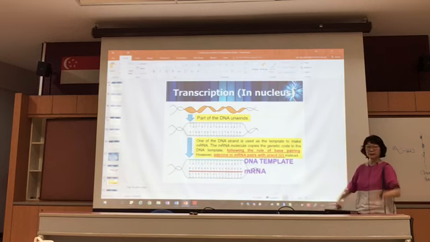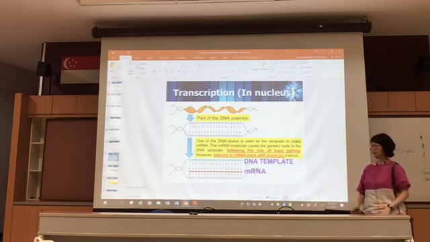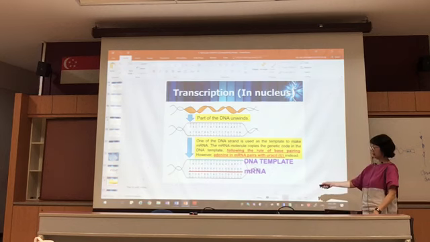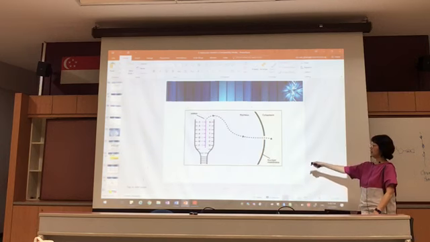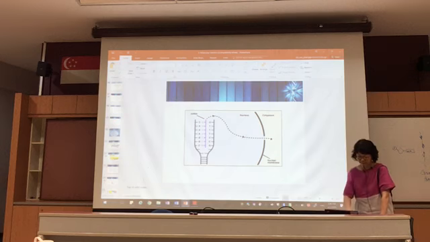But mRNA does not have thymine. It replaces it with uracil, U. So you copy, copy, copy until the end. So this is the mRNA. It is small enough that it can leave the nucleus. You see, the mRNA will leave the nucleus and go into the cytoplasm.